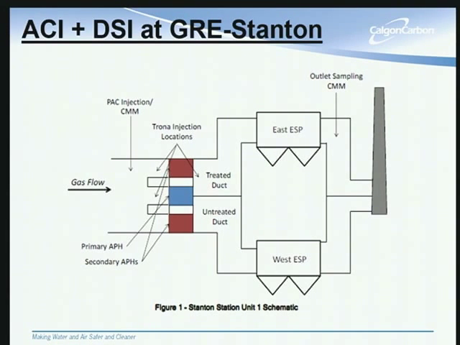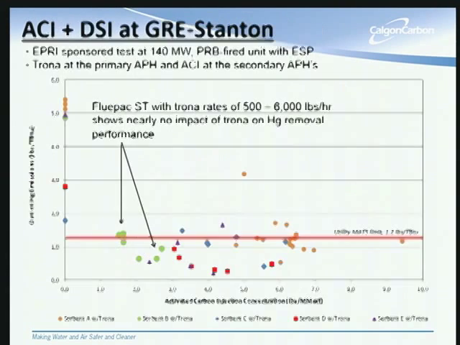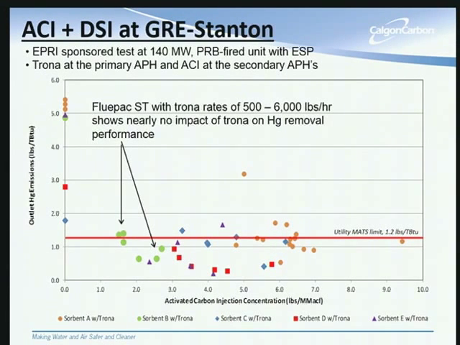And a lot of different injection scenarios were tested in which both products were injected in front of the secondaries and so forth. In the end, what was found to work best was to put the DSI in front of the primary air preheater and then the carbon in front of the secondary air preheaters. And that gave each product a little bit of time to do its thing before they eventually met and saw each other in the duct. And that helped a lot. Nevertheless, it was still found that the trona that was used did have a deleterious impact on brominated carbons.